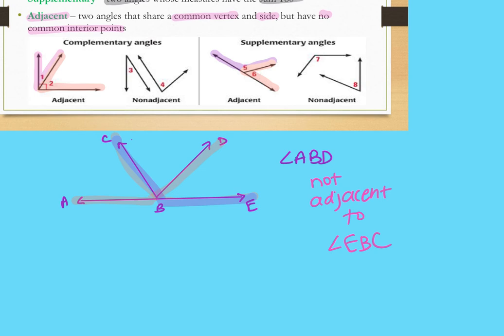Adjacent would be like an angle 1 and an angle 2. So again, 1 and 2 would be adjacent. 3 and 1 would be adjacent. 3 and 2 are not adjacent because they don't share the same side.